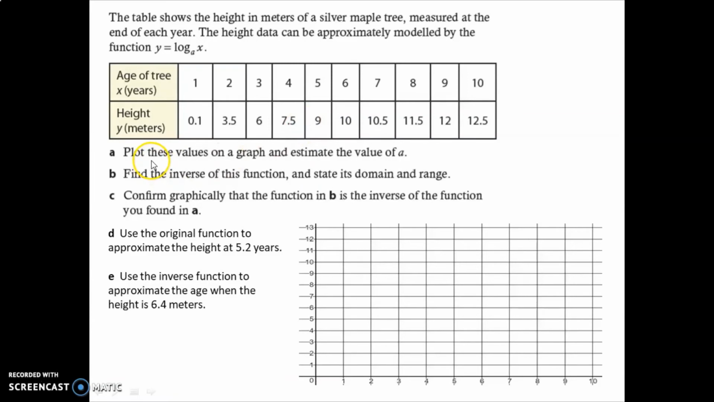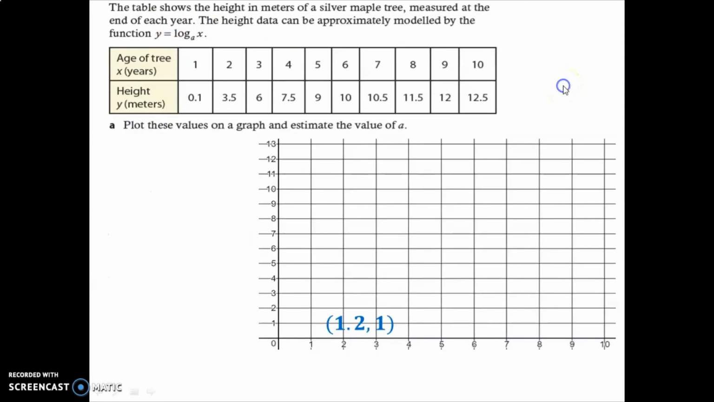Let's check it out. Plot these values on the graph and estimate a value of a. So let's say you take all these data points and put them on this coordinate plane, and then you'll see a shape that kind of looks like a log graph. Then your job will be to look at that graph and estimate the value of a. So again, remember that the point (a, 1) is always on every log graph. So what would that value of a be if this was modeled using a log graph? Try it now.